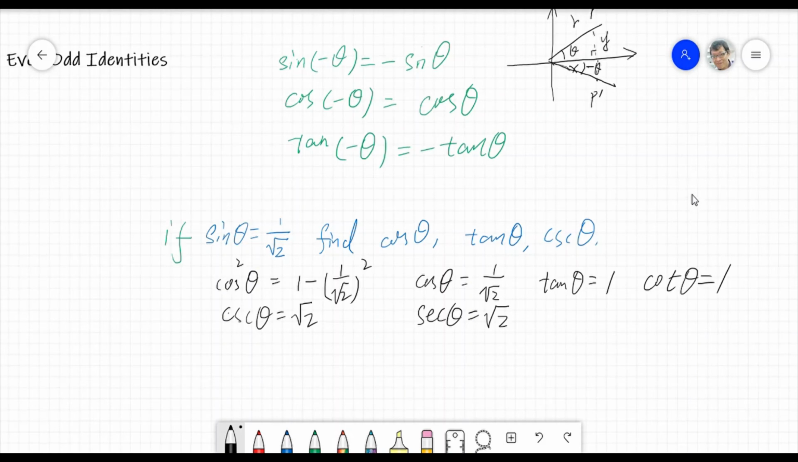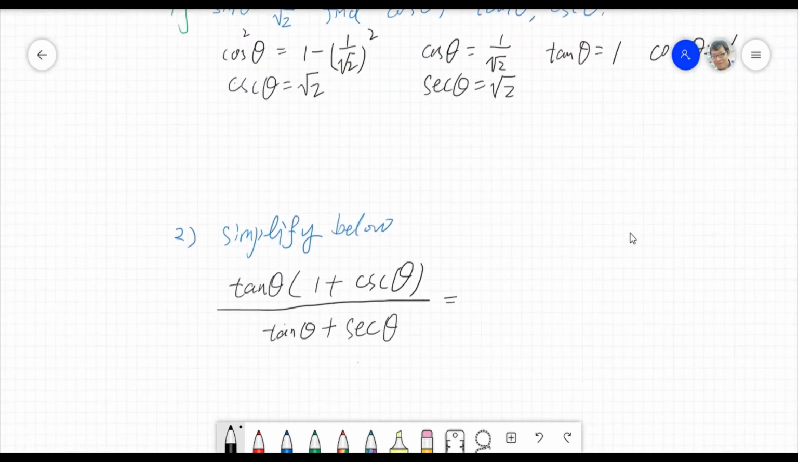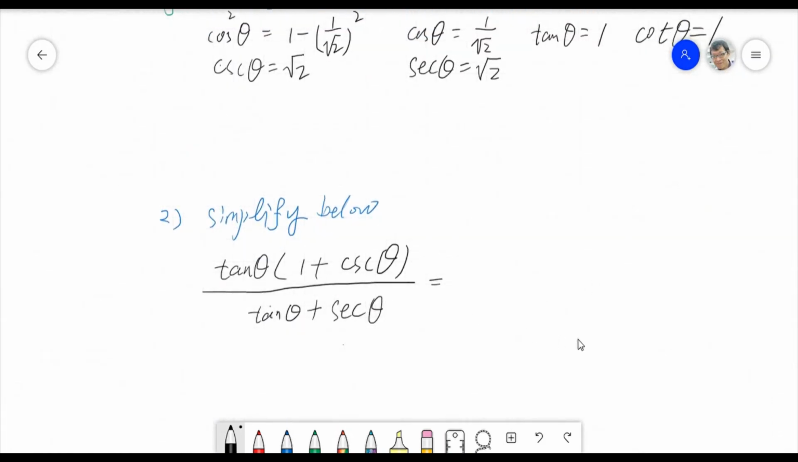Okay. So the next example is I ask you to simplify. How can we simplify a expression like this one? They have different ways to simplify this. I use a way that compared to the easy one is a little stupid. Let's see if I can. If I cannot, I will change to the easy way.